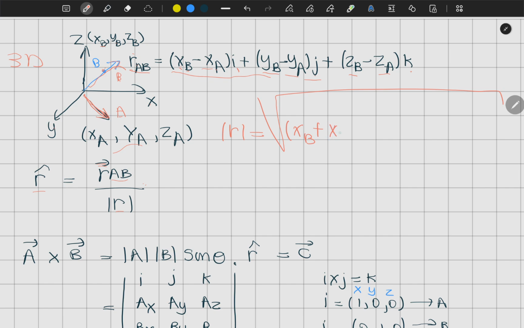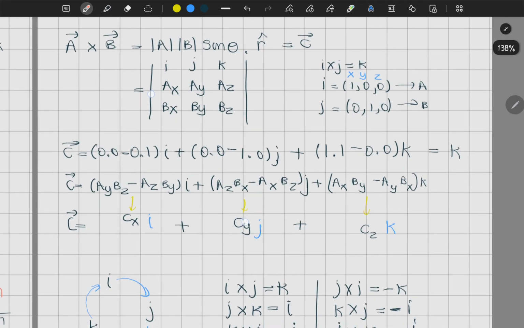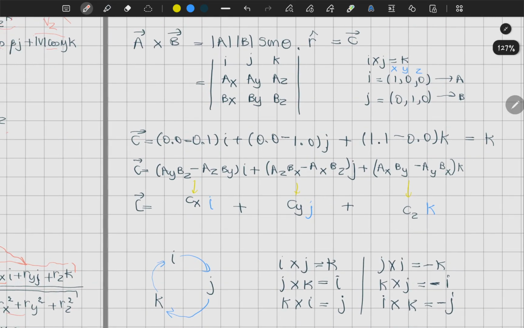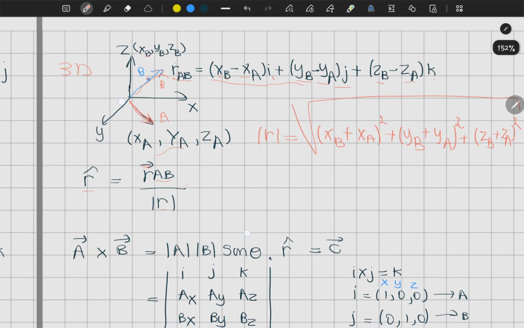Okay, so if I must tell you, the resultant is actually xb plus xa squared. So remember that we saw earlier. This is what you could get for a resultant, plus yb plus ya squared plus zb plus za squared. This is your resultant. And then we got another section where you can see this is what you get for the first one.